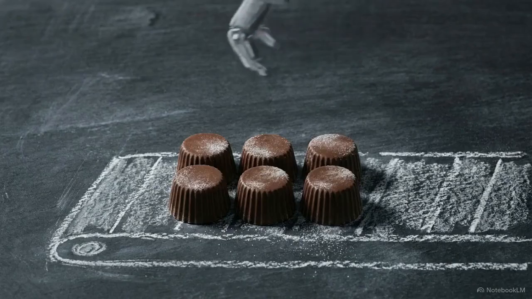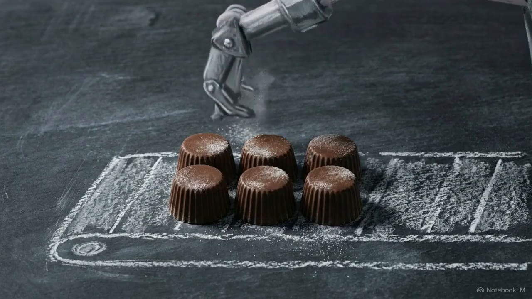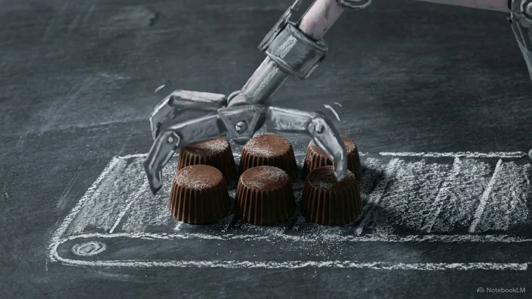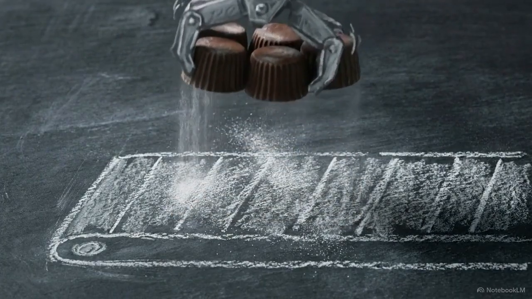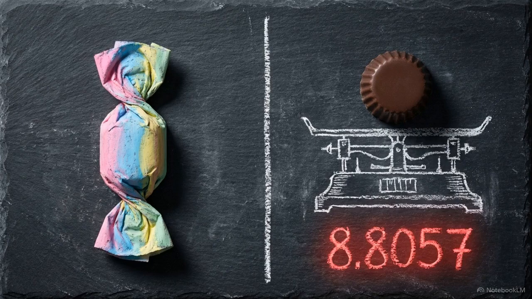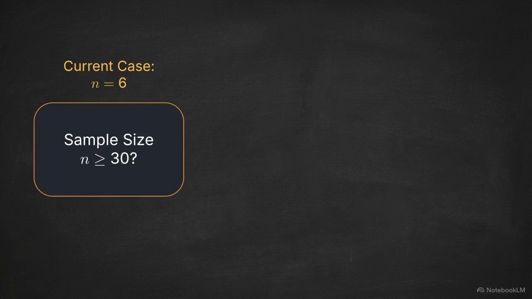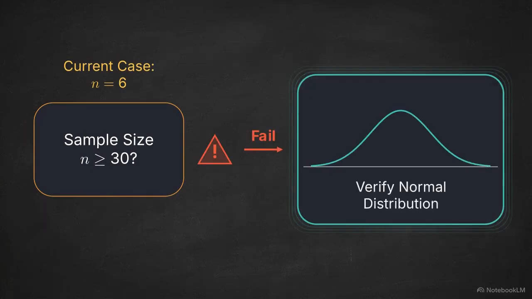We apply this to a quality control test, verifying the accuracy of a factory production line using a sample of exactly 6 peanut butter cups. The package label claims a target mean weight of 8.953 grams. Our sample of 6 yields a sample mean of 8.8057 grams. Because our sample size of 6 is below the threshold of 30, we must verify that the cup weights are normally distributed before we can proceed with the calculation.